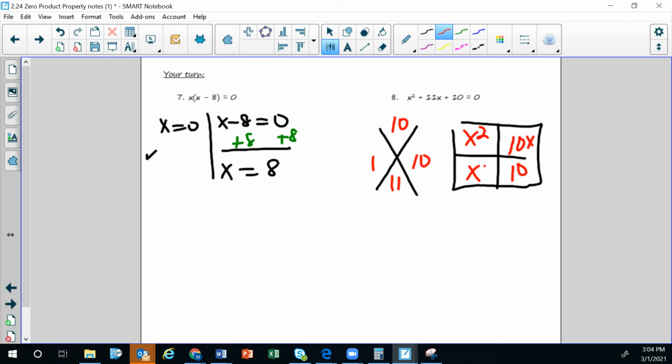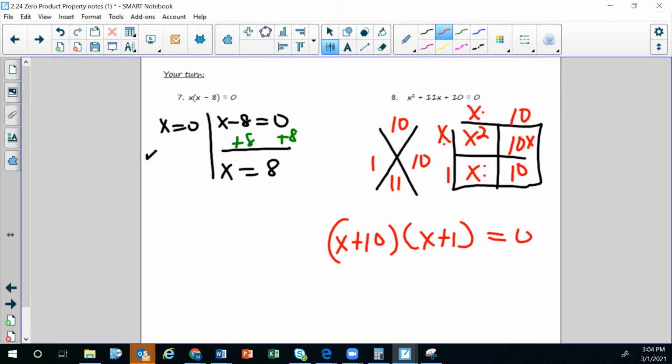All right? Okay. And so this is going to be x here, and this is going to be x there. What times x gives me 10x? That's 10. What times x gives me x? That's just 1. So my factors are x plus 10 and x plus 1, and that is set to 0.